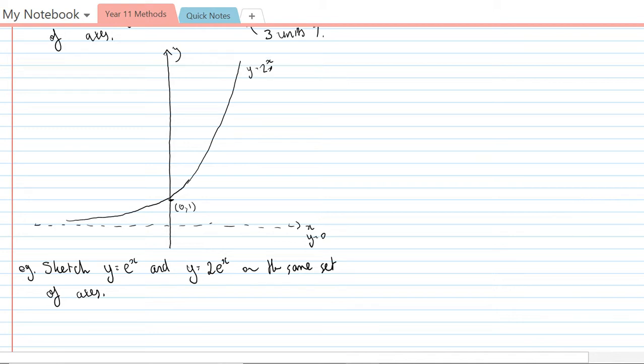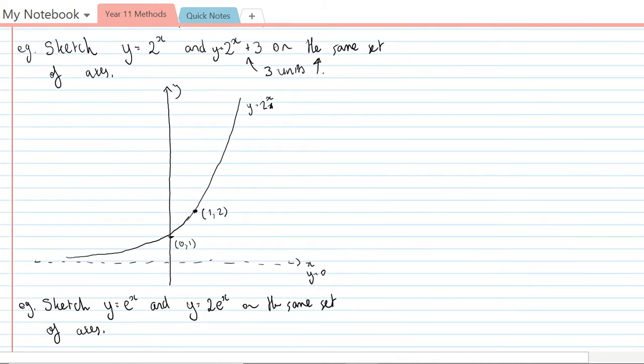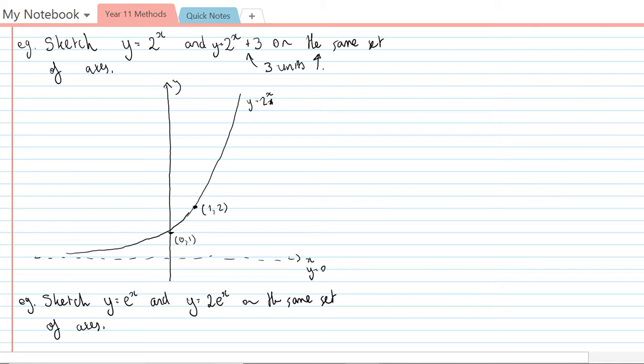And I should put one more point, which would be when x equals 1, y equals 2. That should be sufficient. Now the other equation was 2 to the x plus 3. So everything about this graph has moved up 3 units. So the asymptote, which was originally at y equals 0, is now at y equals 3. There's 1, 2, 3 there. So I'm going to put the other asymptote here and label that y equals 3.